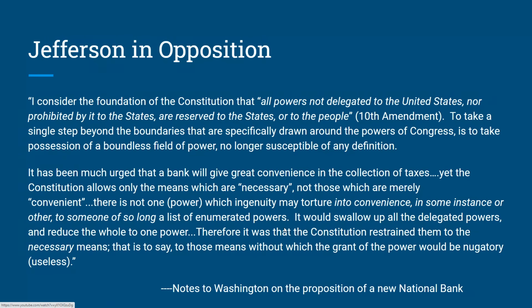The national government cannot. He goes on to say, "To take a single step beyond the boundaries that are specifically drawn around the powers of Congress is to take possession of a boundless field of power, no longer susceptible of any definition." So he's saying that there's a great deal of danger in necessary and proper, right? If we allow the necessary and proper, basically anything can be done by government.